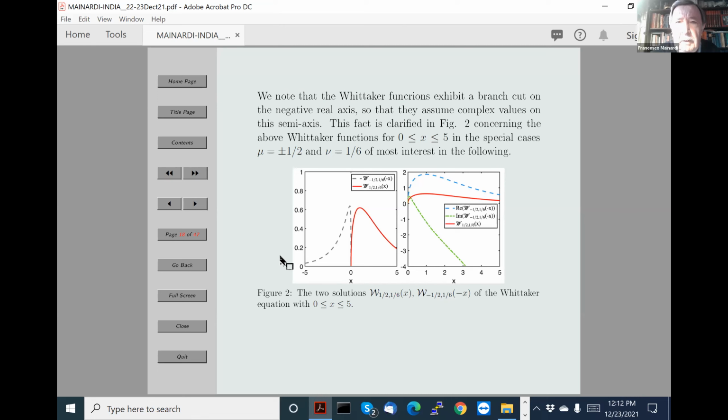And in fact, we get complex values using Mathematica or MATLAB. I have to say that I am not practiced in Mathematica, which I used many years ago, but then I abandoned it. But Paris used Mathematica, and Consiglio used MATLAB, and the programs gave the same result. So you see that if you would like to have x greater than 0, we have to consider this part of the Whittaker function.